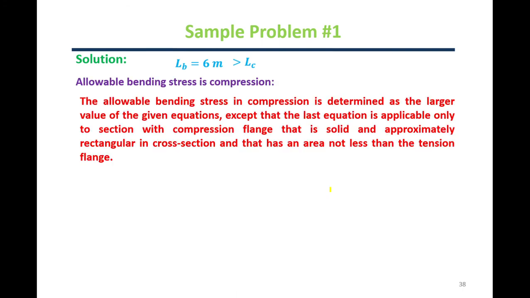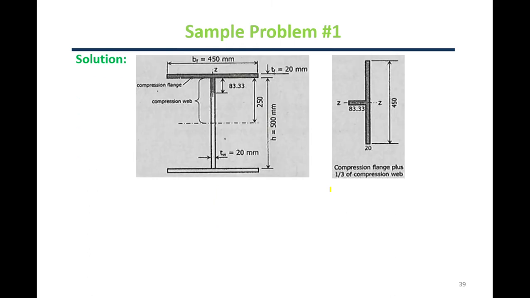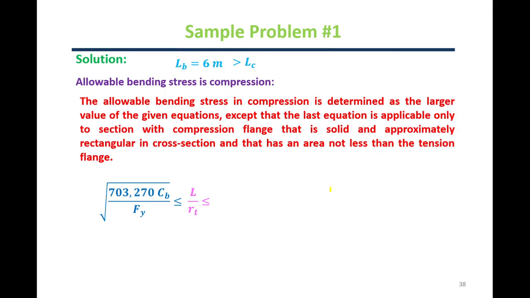So we have here available bending stress in compression. So the allowable bending stress in compression is determined as larger value of the given equations. So except that the last equation is applicable to sections with compression flange that is solid and approximately rectangular in cross section, and that has an area not less than the tension flange. So square root of 703. So check natin mabuti kung ating mapa-prove yan.